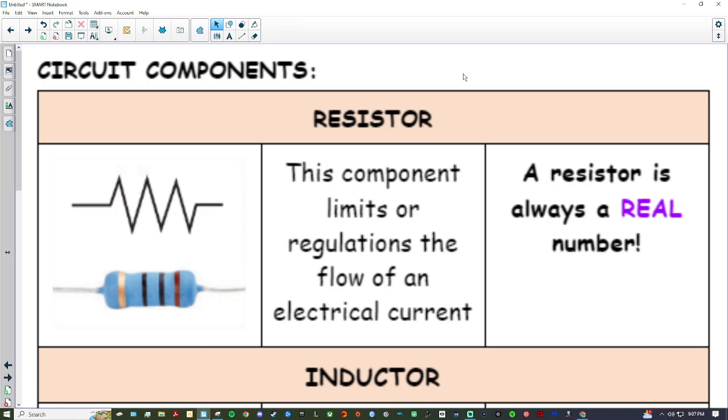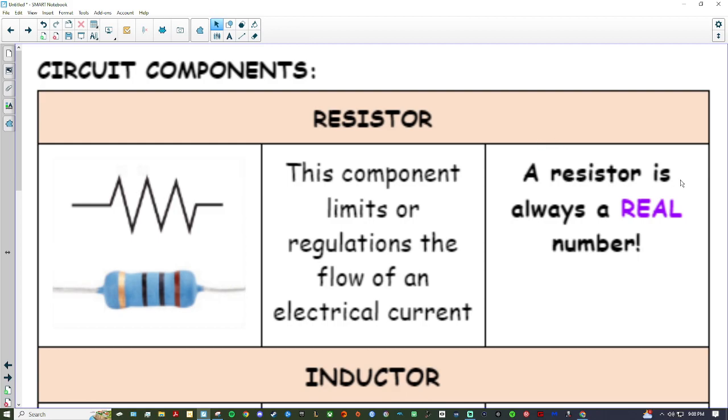So a circuit can have a resistor. Here's what a resistor looks like, and here is the symbol for a resistor. You'll be looking for this symbol. When you see this zigzag, you know you are talking about the resistor component. Now, what this component does is it limits or regulates, which is why it's called a resistor, the flow of an electrical current. So this slows down the flow of electrons as they travel through a wire.